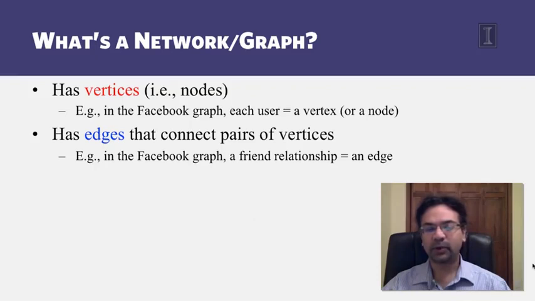For instance, in the Facebook graph, each user is a vertex. In the internet graph, each router or switch is a vertex. There are edges that connect pairs of vertices. In the Facebook graph, a friend relationship between you and one of your friends is an edge. Similarly, in the internet graph, the link joining two switches in the internet constitutes an edge in that graph.